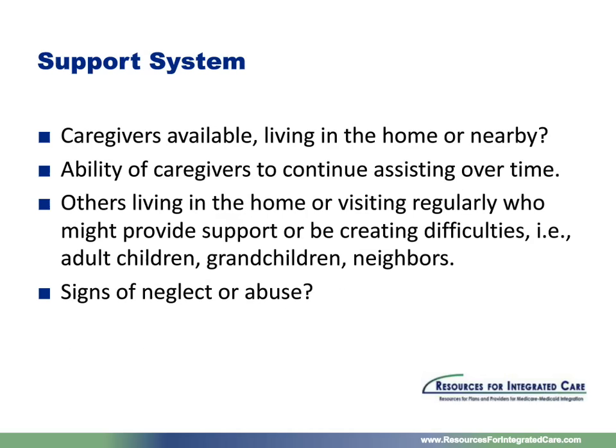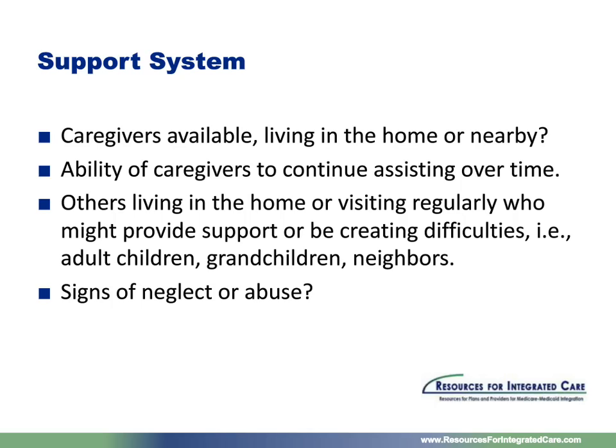We will look at the support system. Are there caregivers available living in the home or nearby? And what's the ability of those caregivers to continue assisting over time? We know that over 80% of the care that people receive is through the informal supports, family, friends, neighbors. And one of our goals is to provide some assistance and respite for those caregivers so that they can continue to provide care.